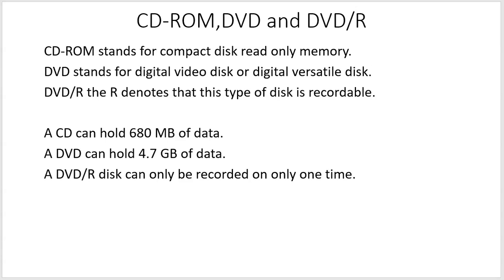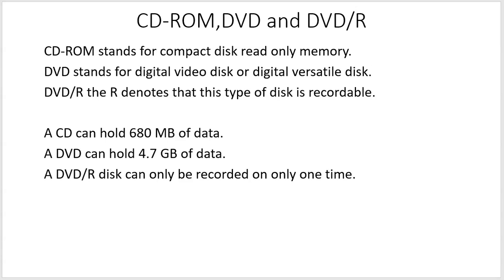CD-ROM, DVD, and DVD-R. CD-ROM stands for Compact Disc Read-Only Memory. DVD is a digital video disc. DVD-R notes that this type of disk is recordable. If it has the R, you can record things on it. A CD can hold about 600 megabytes of data. A DVD can hold about 4.7 gigabytes of data.